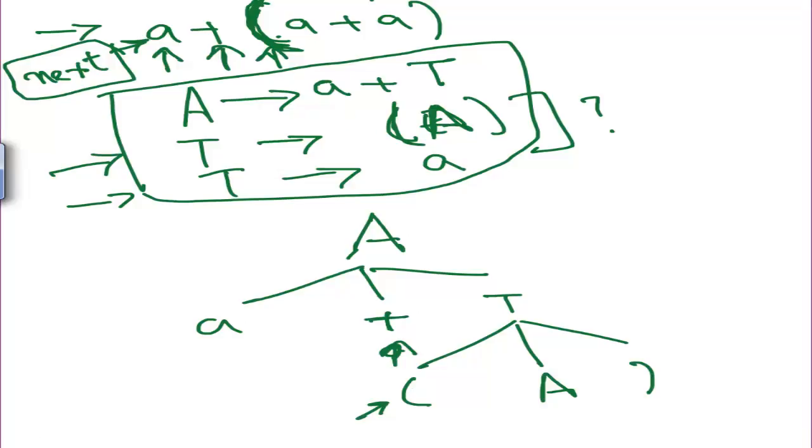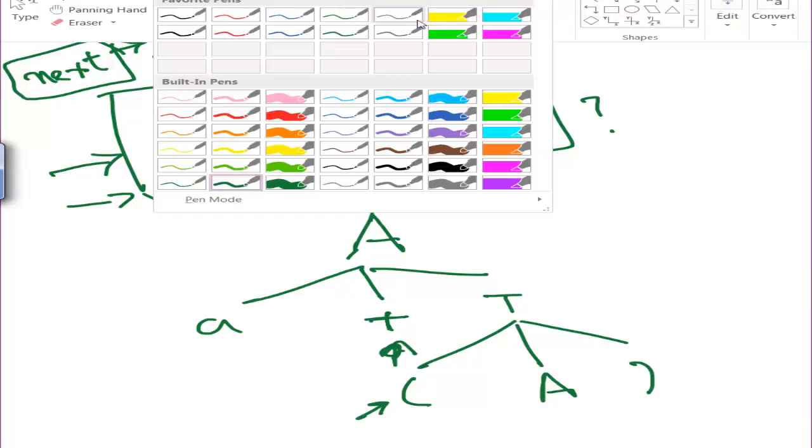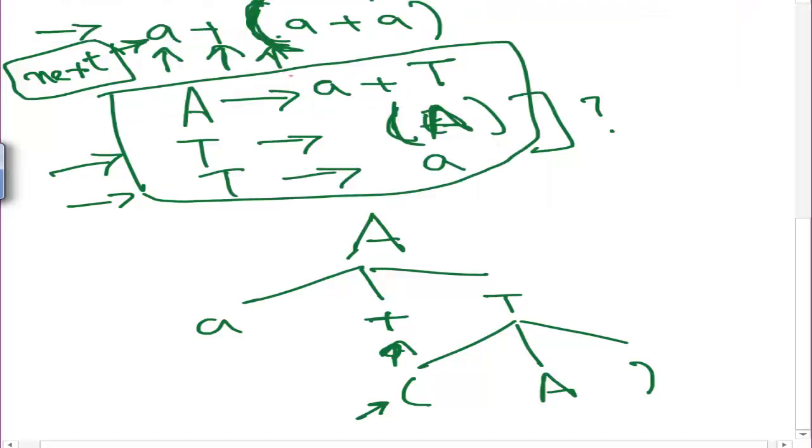So let me change my pen now. Let me change it to red so that we understand properly. Our next is pointing to this left parenthesis, and this is matching now, right? When the match is there, we actually do what? We go for the next input. We increment the pointer and go to the next in the stream of inputs.